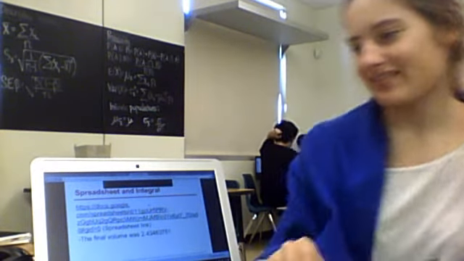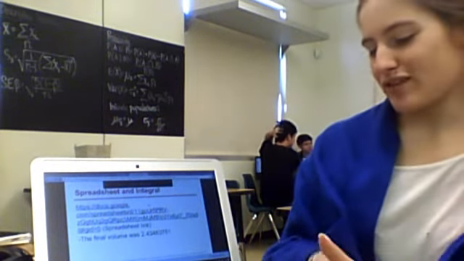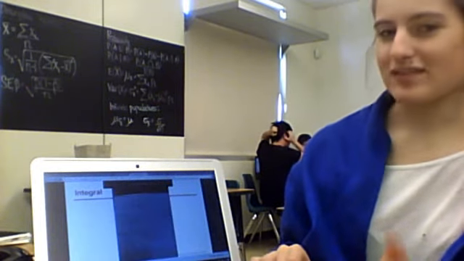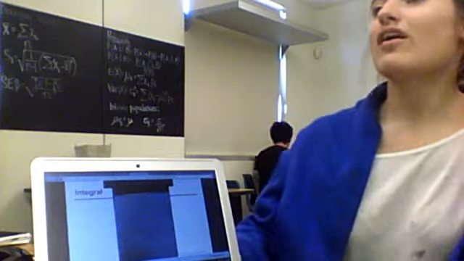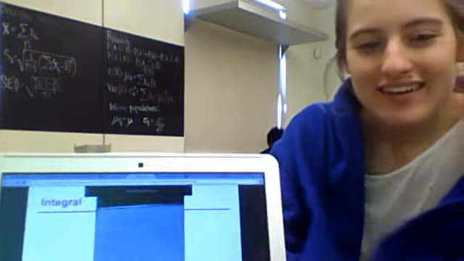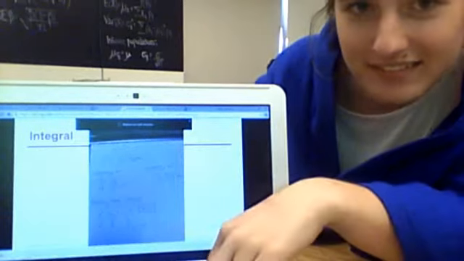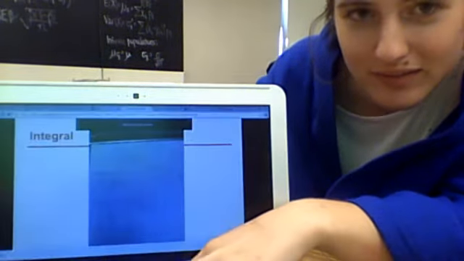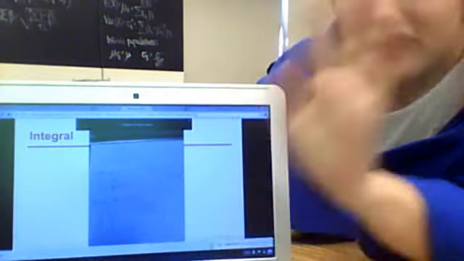Good try. Moving on to the integral part of this. You can't see that at all. Okay. Is the brightness low? No. No. Okay, I'll just tell you what it is.